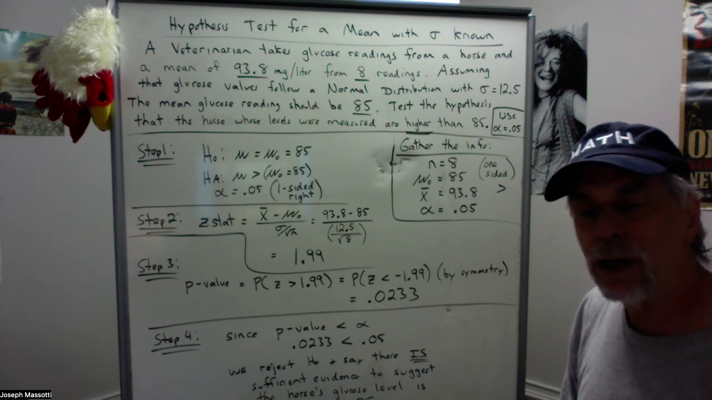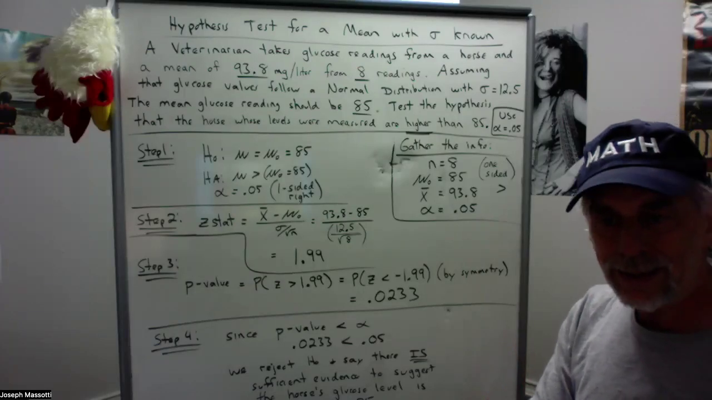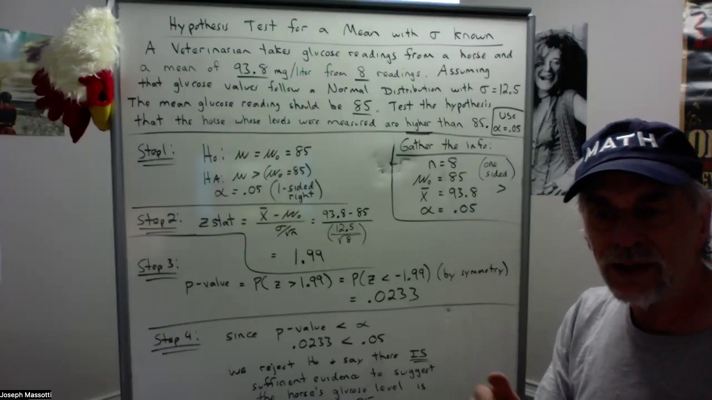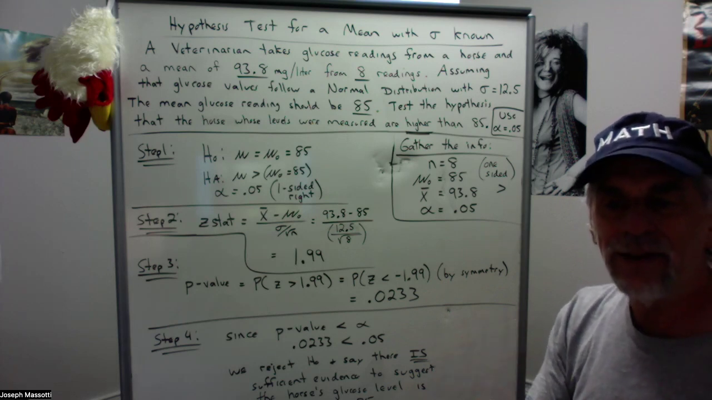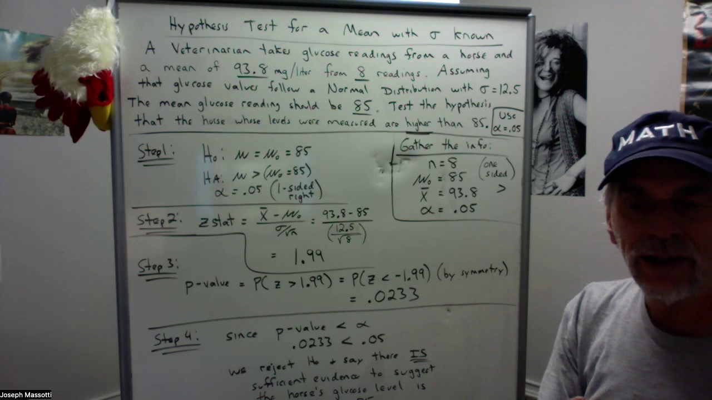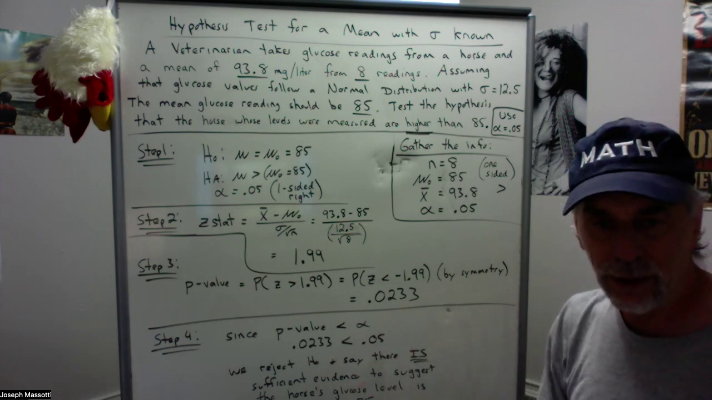So keep in mind the trial by jury example. Innocence is the null hypothesis that you go into the test with. You look at evidence. If the evidence suggests otherwise, then you reject that null hypothesis in favor of the alternative.